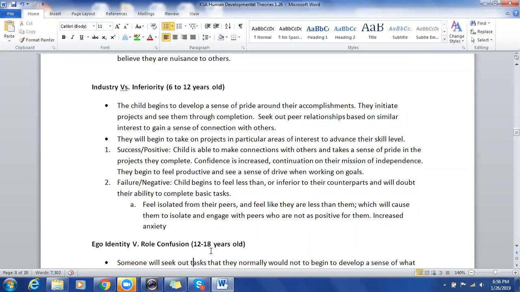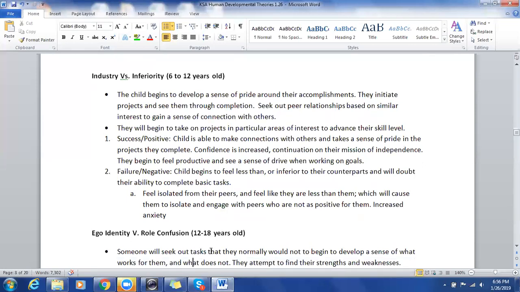They'll feel isolated from people. They'll feel less than. They'll have low self-esteem, lack of confidence, and their anxiety will be through the charts whenever they need to do something for themselves and/or develop a sense of self.